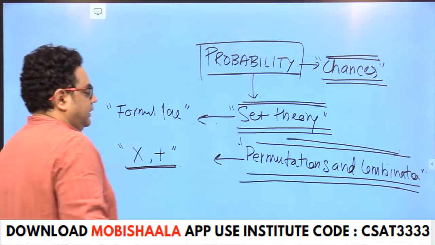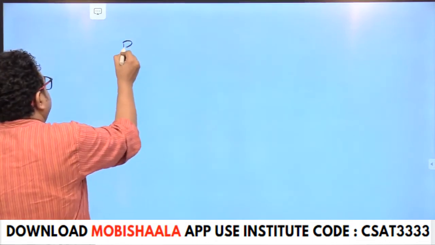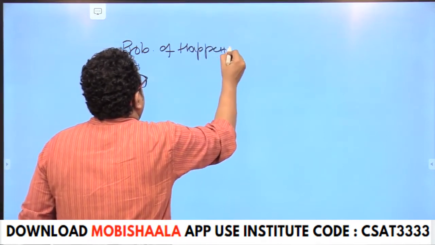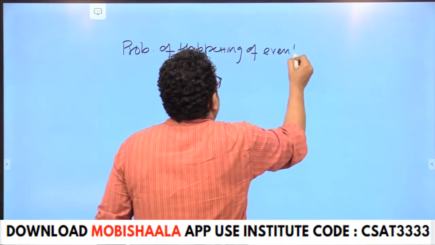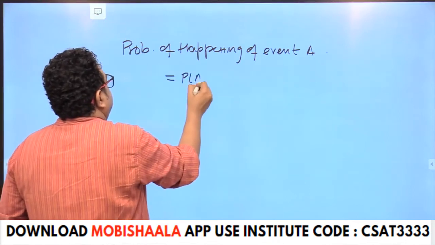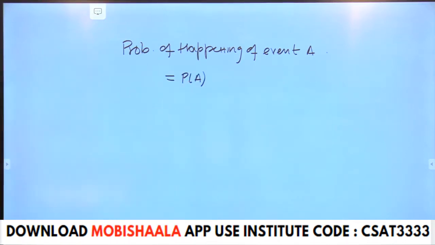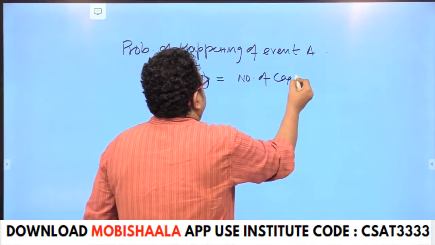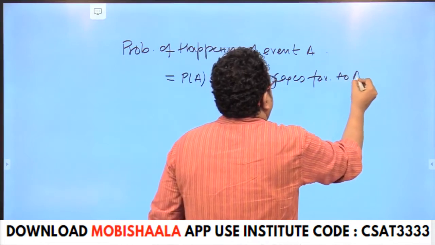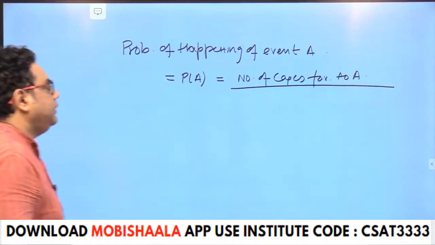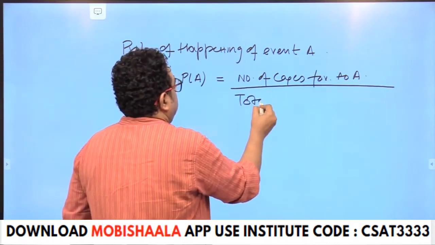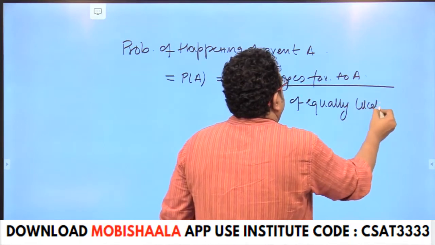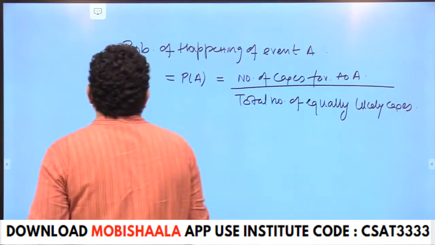So let's start. What is the probability of event A? Probability of happening of event A is denoted as P of A, probability of happening of event A. It's equal to the number of cases favorable to A upon the total number of equally likely cases. It's the classical definition of probability.